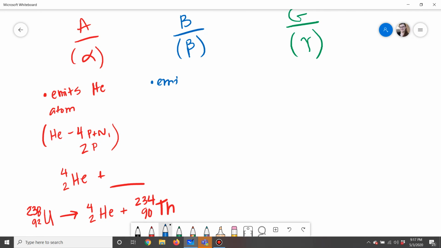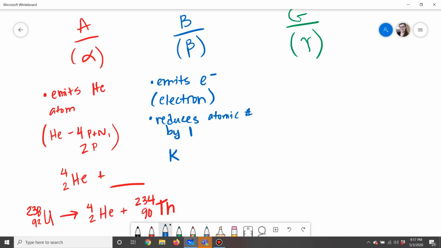So it emits an electron. And so it reduces atomic number by 1. Okay, so I could have an example here. Let's go ahead and do potassium. Why not? So potassium is element number 19, and it has an atomic mass of 39.